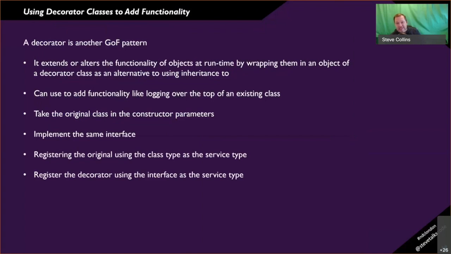The decorator is another Gang of Four pattern that can be used to extend the functionality of a class. It does this by wrapping and then re-implementing all the members, but where necessary, intercepting the incoming parameters and outgoing results to do something else. Now, a common example of where you're likely to do this is if you've got, say, something that logs what's come in and logs what's gone out.